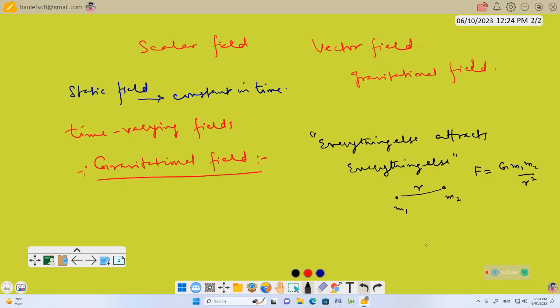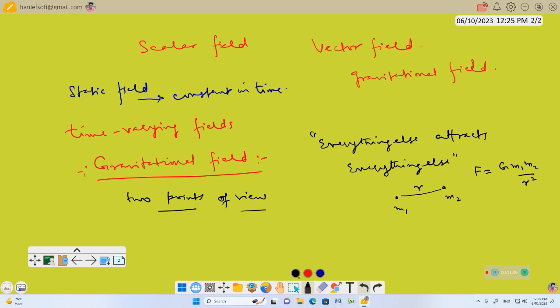Now, this interaction between two masses is explained. We have two notions of understanding this interaction, or I can say there are two points of view with regard to the interaction between two masses.